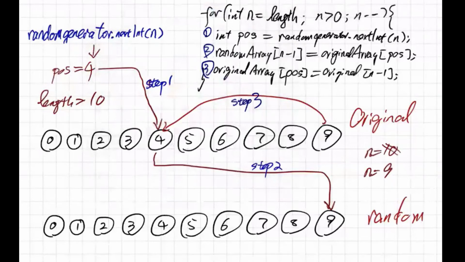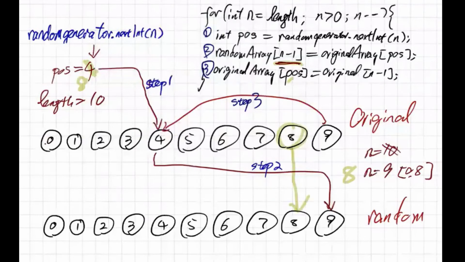Then we need to generate another random number, right? So the random number will be between 0 and 9 minus 1, that is 0 to 8. That's the range. Let's say this time we pick number 8. The position then will be 8, and 8 will be picked. We're going to add to the random array's n minus 1 position, and that will be number 8.